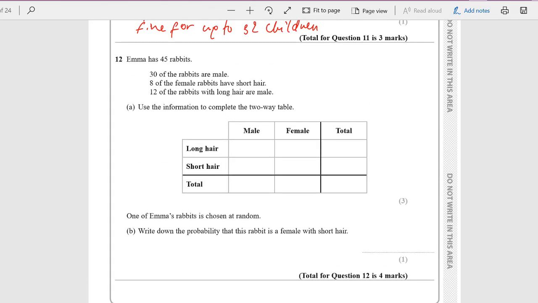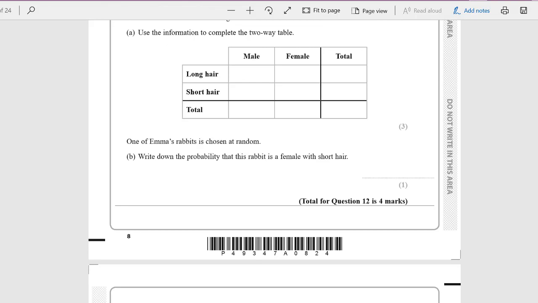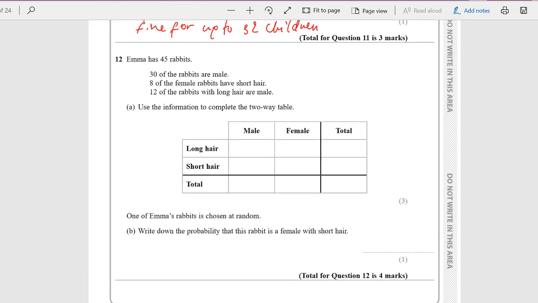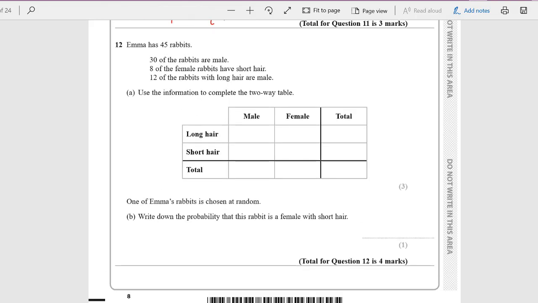Okay, question number 12. So it says Emma has 45 rabbits. 30 of the rabbits are male. 8 of the female rabbits have short hair, and 12 of the rabbits with long hair are male. So use the information to complete the two-way table. Alright, so let's break this down. So let's fill out what we know already.